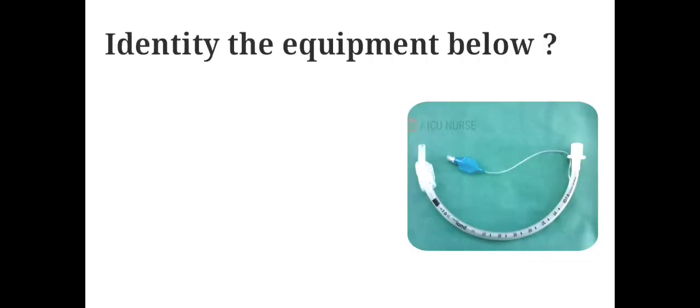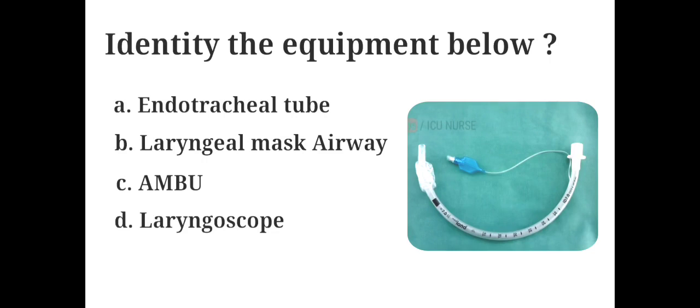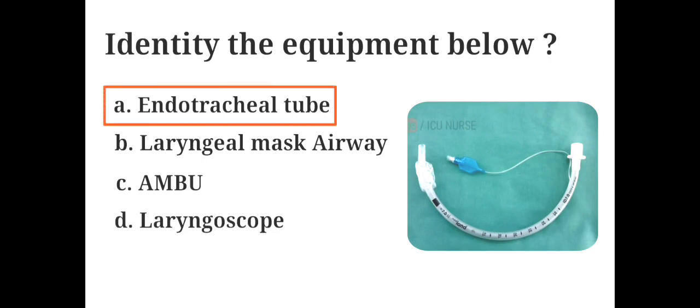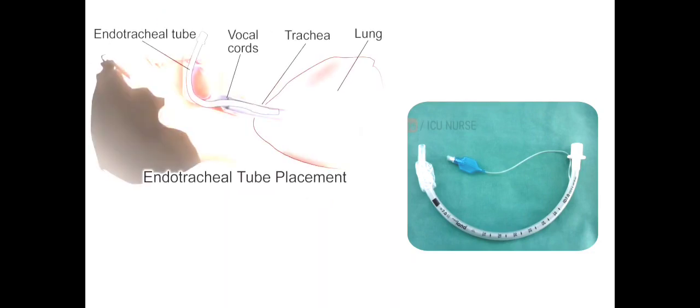Identify the equipment below. A. Endotracheal tube, B. Laryngeal mask airway, C. AMBU, D. Laryngoscope. And the answer is A. Endotracheal tube. The endotracheal tube is a plastic tube which is placed into the trachea. The primary purpose of endotracheal tube is establishing and maintaining a clear airway and to ensure adequate exchange of oxygen and carbon dioxide.